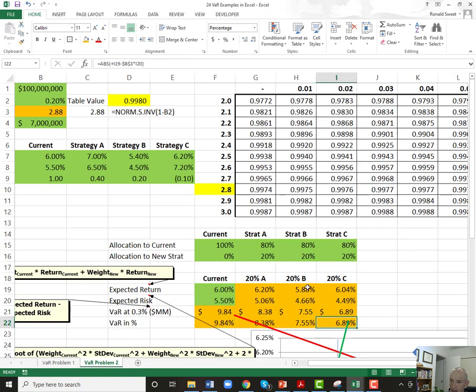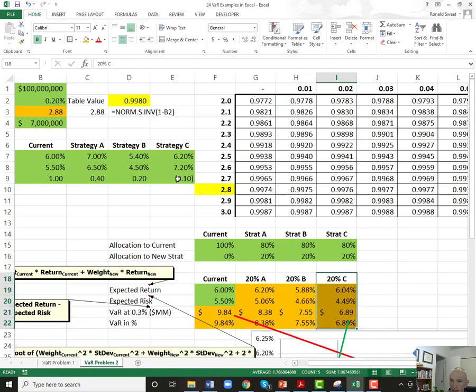Which strategy do we like? Again, it comes down to strategy C. Even though it has the highest risk, that lack of correlation really helps us. Now, A has the highest return, and it's always going to have the highest return. Whatever we do with A will give us the highest return, but C is the only one that gives our risk below $7 million, and that was our goal.